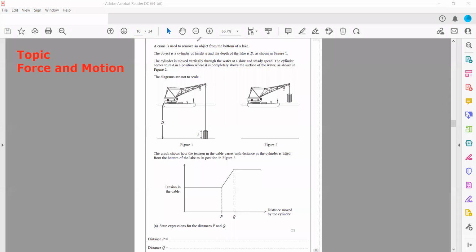This question: a crane is used to remove an object from the bottom of the lake, as you can see in the image. The object is a cylinder of height h, and the depth of the lake is d, as shown in the figure. You can see the depth d is there and height h. The cylinder is removed vertically through the water at a slow and steady speed, so we are moving it at a constant speed. The cylinder comes to a position where it is completely above the surface of the water, as shown.